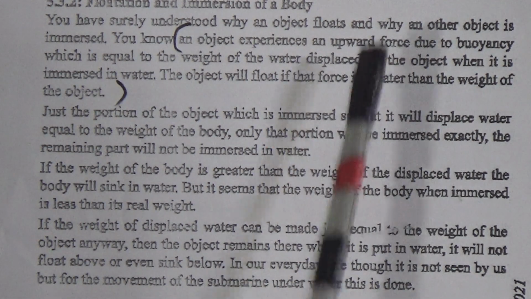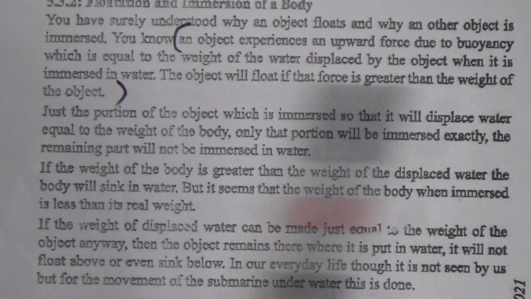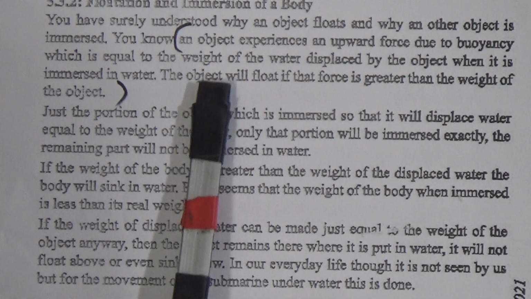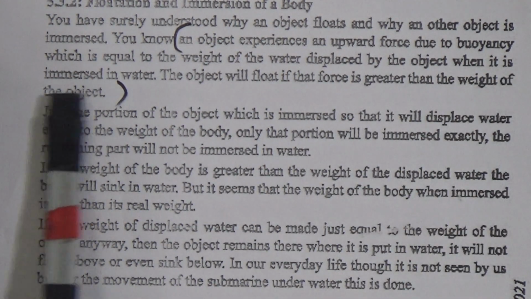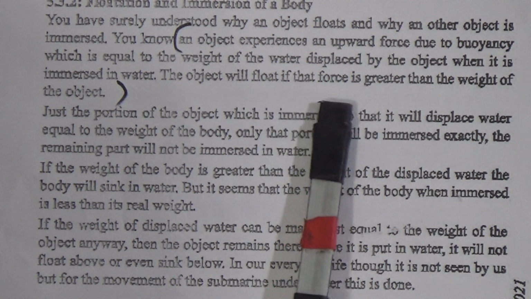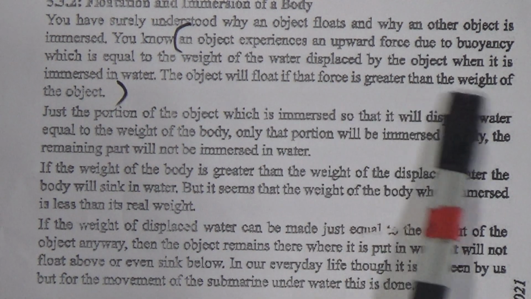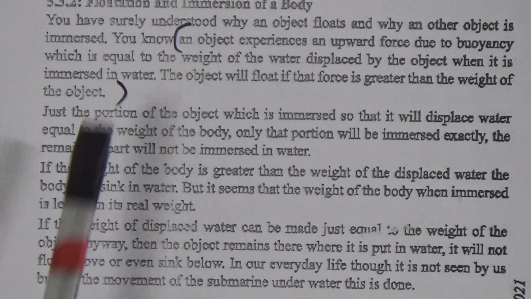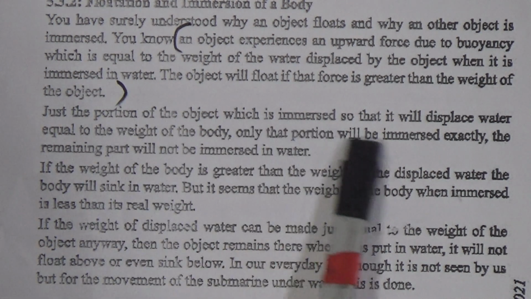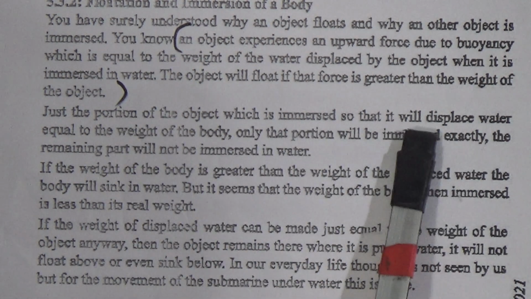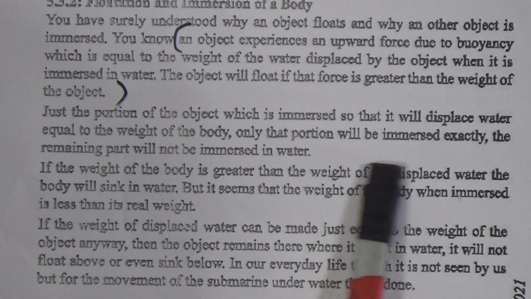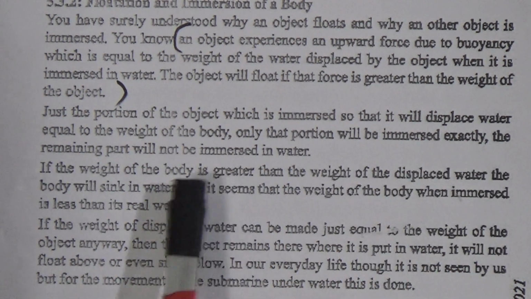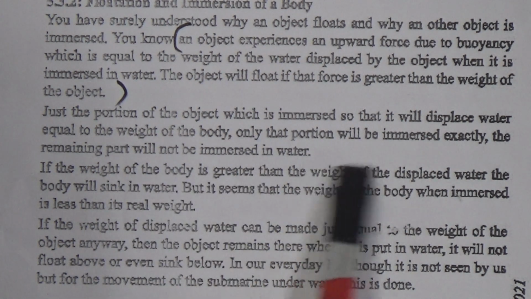An object experiences an upward force due to buoyancy, which is equal to the weight of the water displaced by the object when it is immersed in water. The object will float if the force is greater than the weight of the object. Just the portion of the object which is immersed will displace water equal to the weight of the body; only that portion will be immersed. Exactly, the remaining part will not be immersed in water.